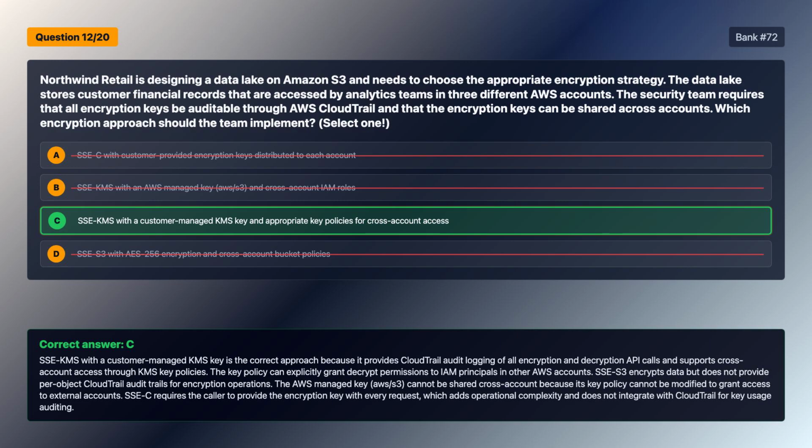SSE-S3 encrypts data, but does not provide per-object CloudTrail audit trails for encryption operations. The AWS managed key, aws/s3, cannot be shared cross-account because its key policy cannot be modified to grant access to external accounts. SSE-C requires the caller to provide the encryption key with every request, which adds operational complexity and does not integrate with CloudTrail for key usage auditing.